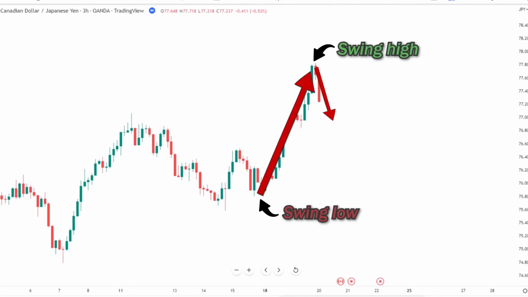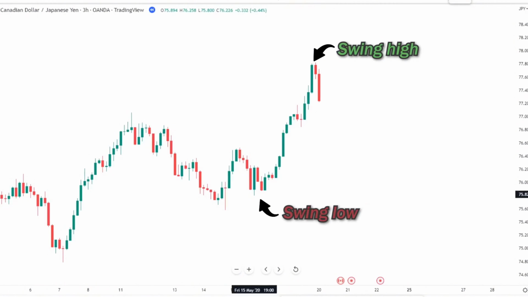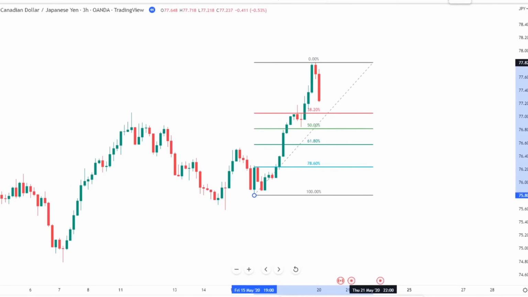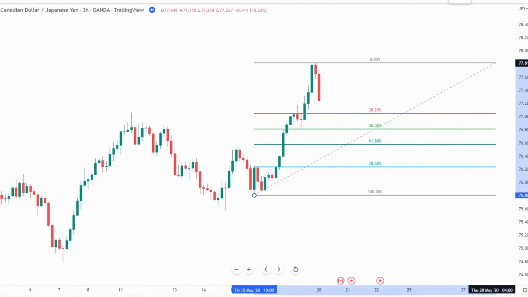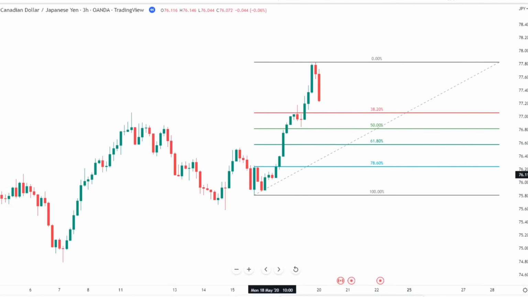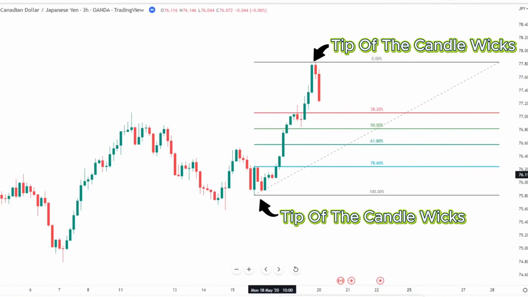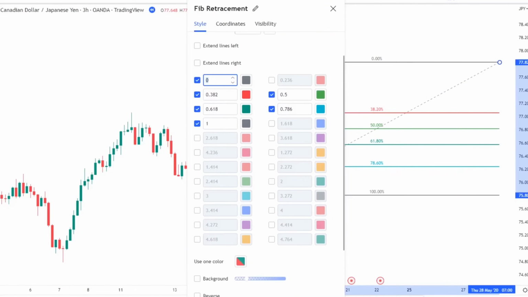Remember, to identify a valid swing high, a small pullback must occur at the end of the move first. Once identified, connect the swing low to the swing high and drag the tool to the right to extend the levels. Notice that I connect the lines exactly at the tip of the candle wicks. Let's break down these levels.